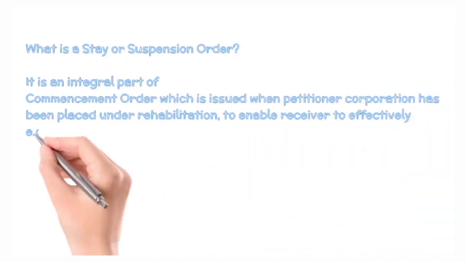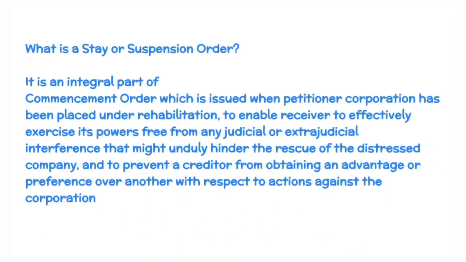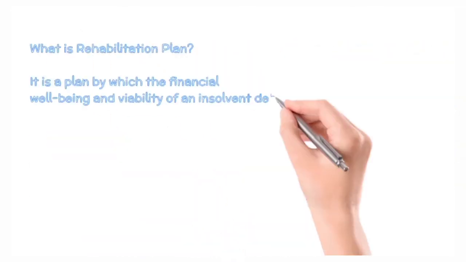What is a stay or suspension order? It is an integral part of the commencement order which is issued when the petitioner corporation has been placed under rehabilitation to enable the receiver to effectively exercise its powers free from any judicial or extrajudicial interference that might unduly hinder the rescue of the distressed company, and to prevent a creditor from obtaining an advantage or preference over another with respect to actions against the corporation. What is a rehabilitation plan?